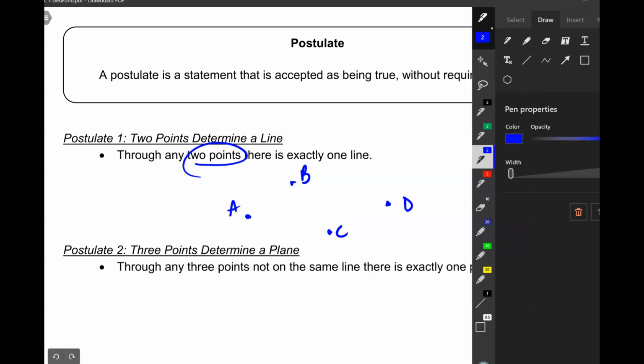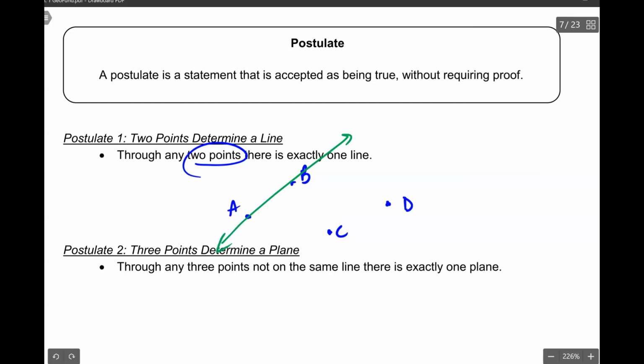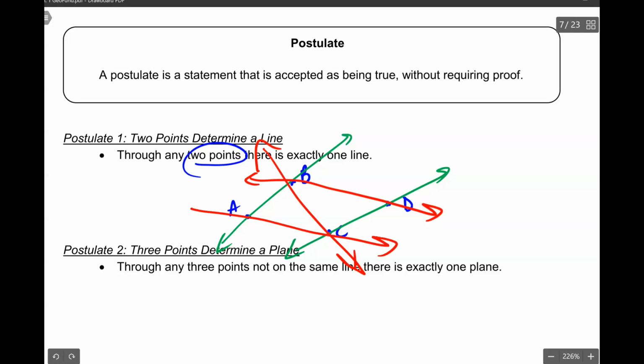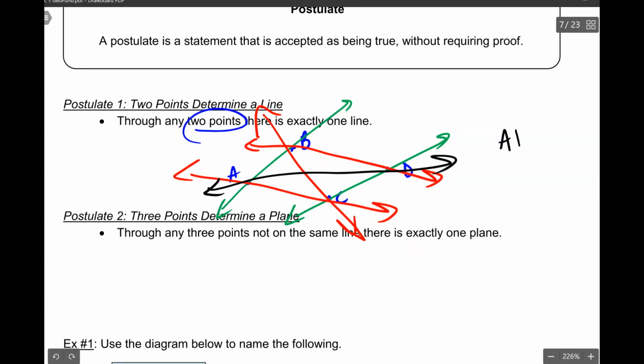So let's go ahead and insert this line. All right, so let's draw the line through AB. There's exactly one line through CD. There's exactly one line through B and D. Exactly one line through B and C. Only one line through A and C. And then only one line through A and D. So any 2 points you choose, there's only one line that will connect them. That's why I could name this line AD, or I could name it DA. Either one will work.